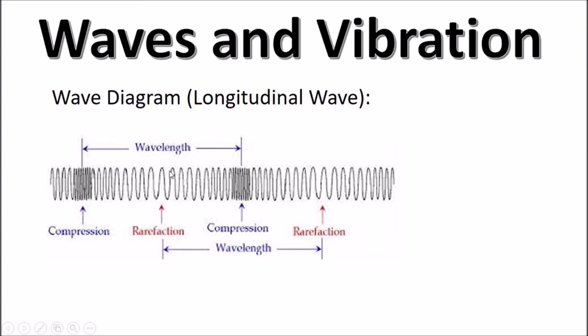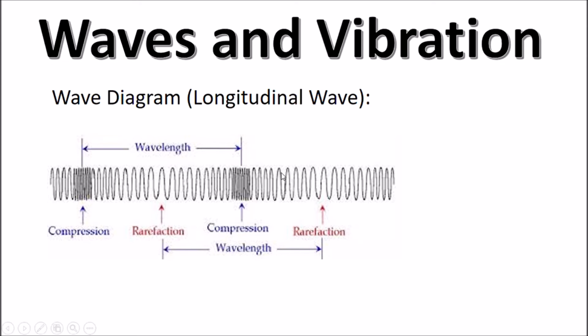We call this part in the middle the trough. This would be crest to crest, hence the wavelength. This would be trough to trough, wavelength. All right. This little spot in the very center is called a rarefaction. A rarefaction is just a fancy science word meaning spread out.